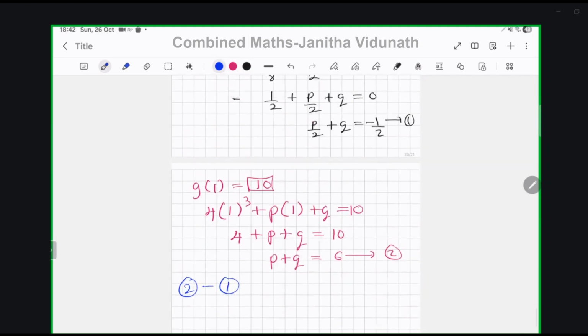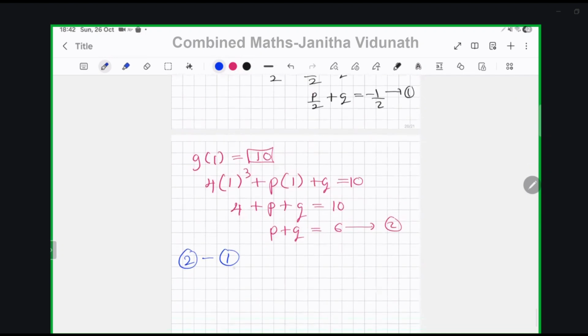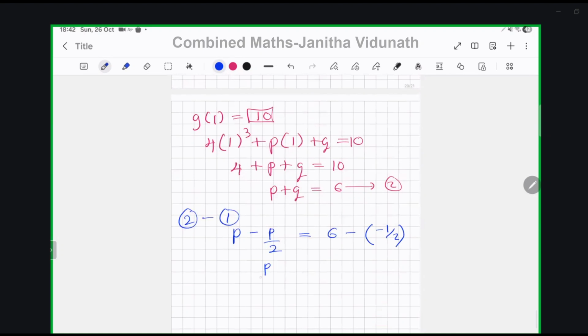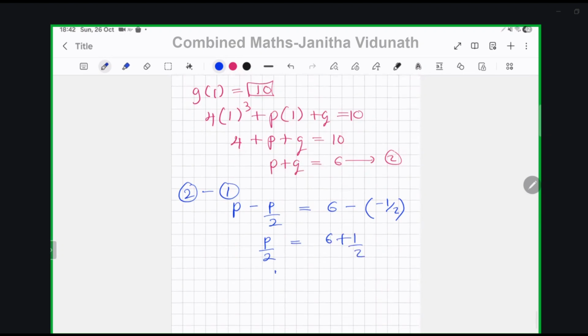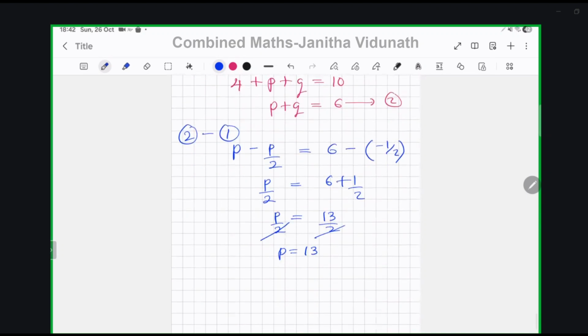From that, the q term will cancel out and we will get on the left hand side p minus p over 2. On the right hand side we will get 6 minus half. That means p over 2 is equal to 6 plus 1 over 2. That means p over 2 is equal to 13 over 2. Then we can cancel out 2. That means p is equal to 13.